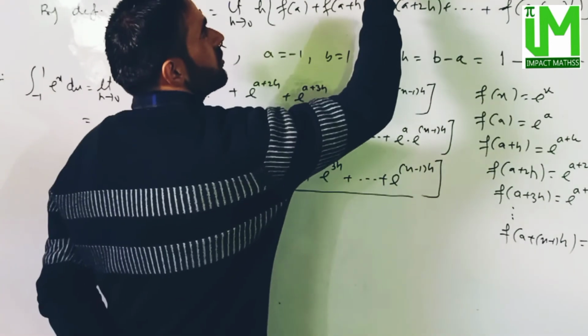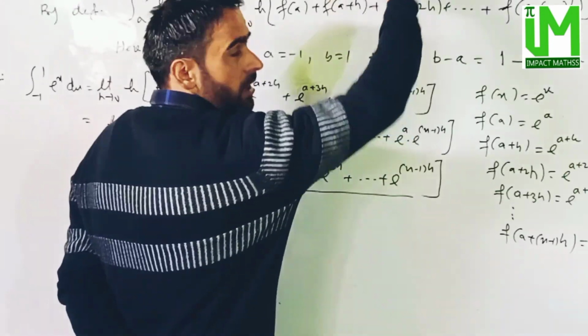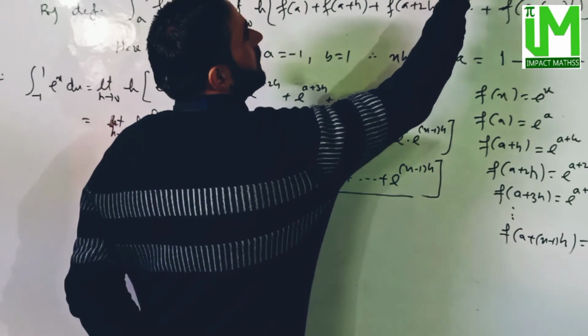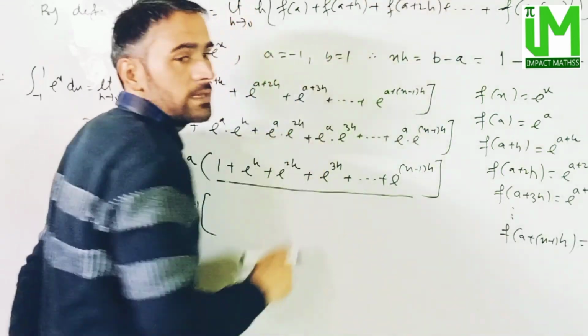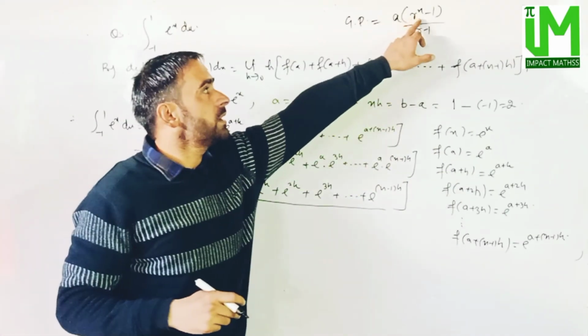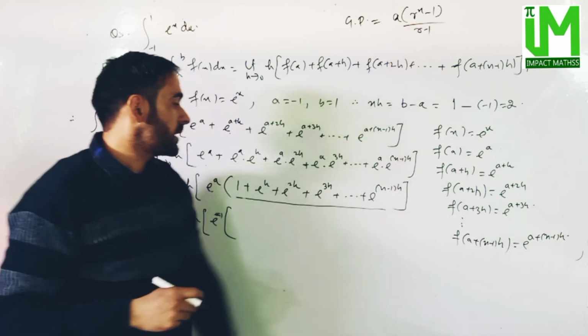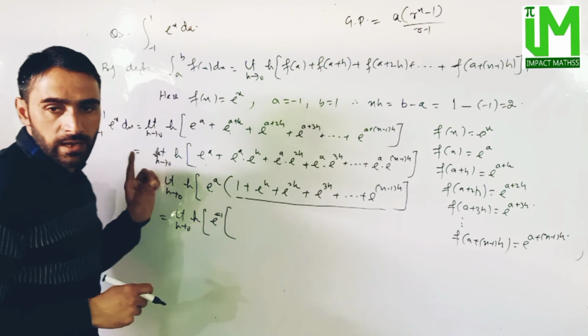ठीक है. सो अगर जियोमेट्रिक प्रोग्रेशन आए, तो उसका सम S बराबर a into r raised to power n minus 1 divided by r minus 1, where a is the first term, r is a common ratio. What is common ratio here? e raised to power h. Common ratio is e raised to power h.